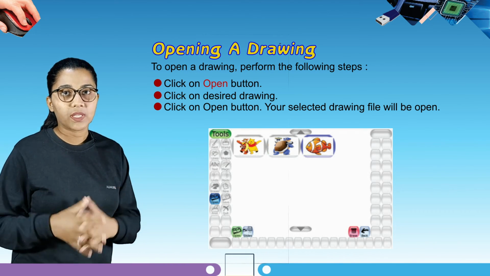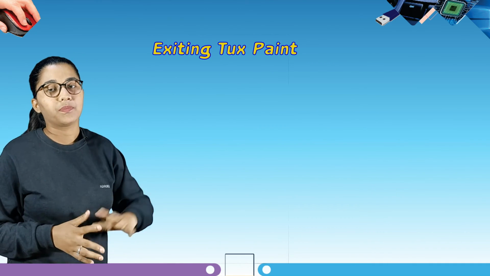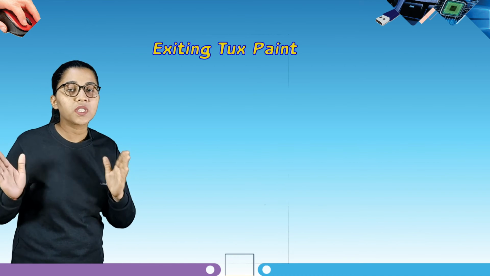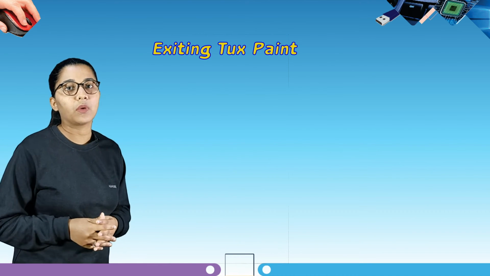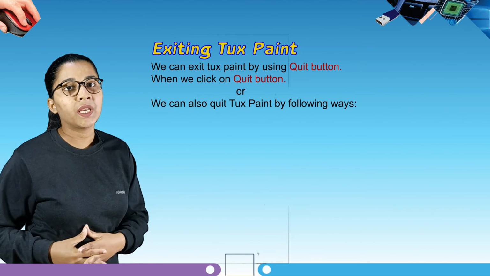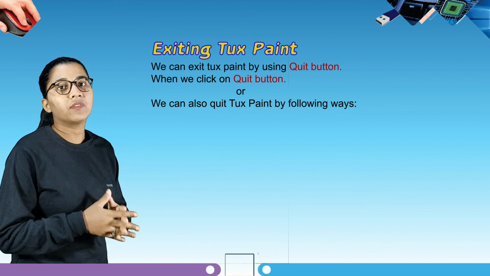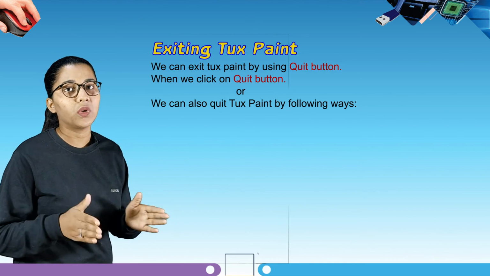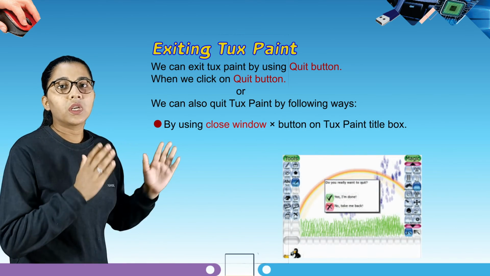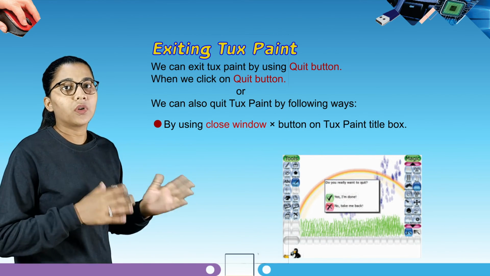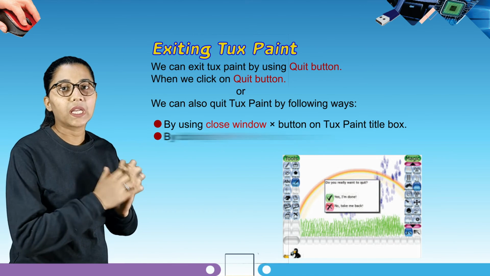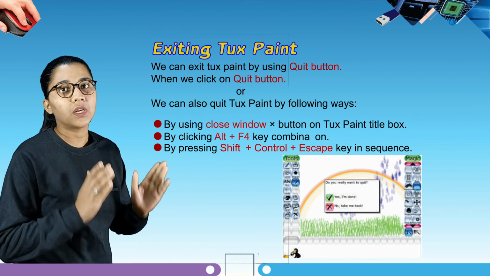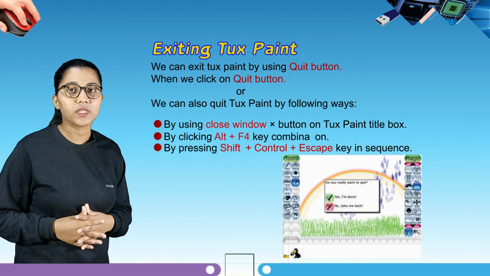Now our next topic is exiting Tux Paint. After doing all your drawings and coloring and effects, how will you close the app? So let's learn about it. We can exit Tux Paint by using the quit button. When we click on the quit button, Tux Paint closes. We can also quit Tux Paint in the following ways: by using the close window button on the Tux Paint title bar, by pressing the Alt plus F4 key combination, or by pressing Shift plus Control plus Escape keys in sequence.